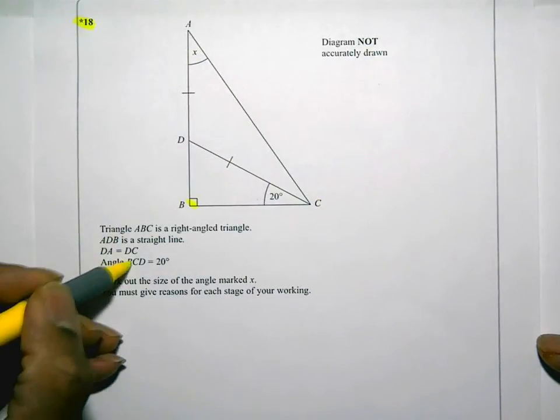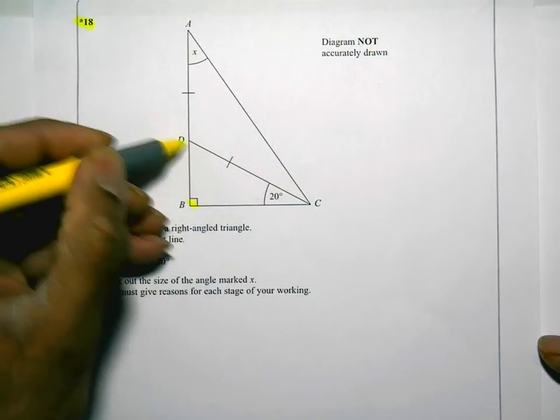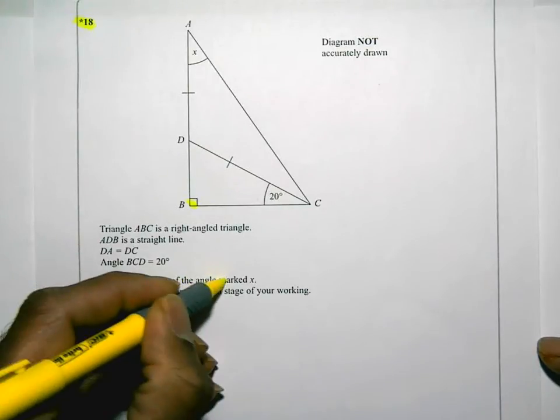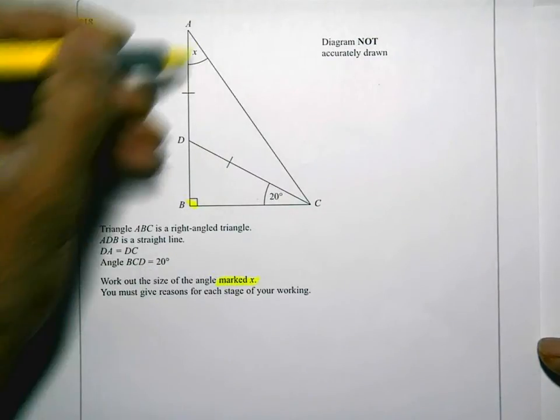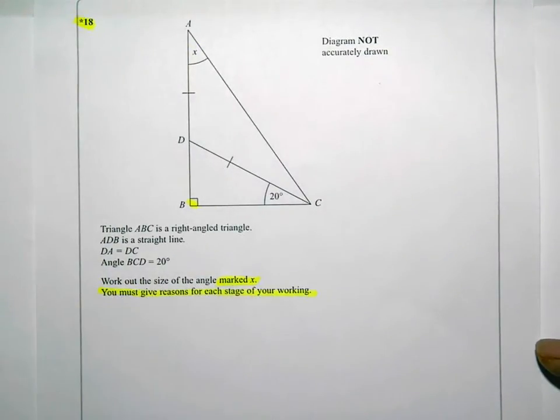Angle BCD is 20 degrees. BCD, that angle there is 20 degrees. Work out the size of the angle marked X. So they want us to work out X. You must give reasons for each stage of your workings.